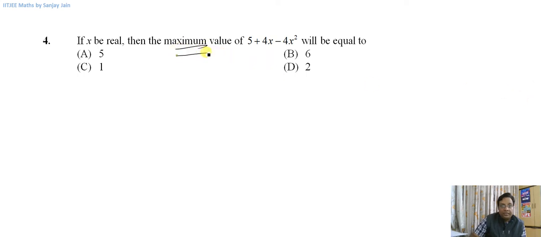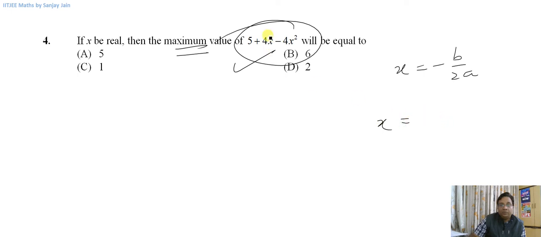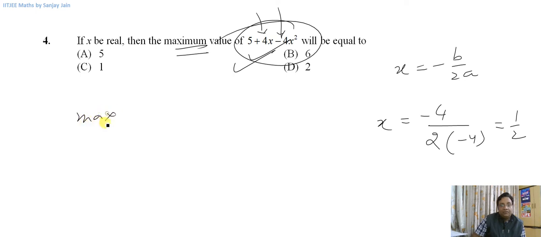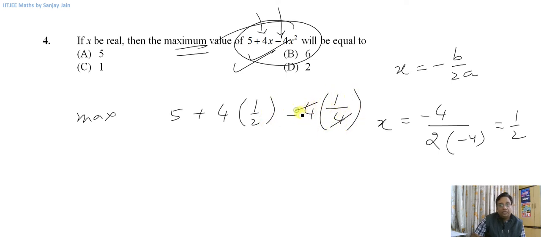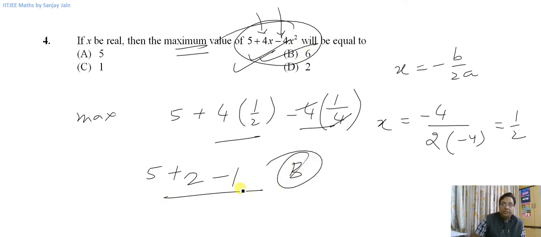Again, the question of maximum value. So we know that a quadratic expression has got maximum value or minimum value at x equal to −b/2a, which in this case will be x equal to −b, that is −4, by 2a, that is 2 into a, which is −4. So it will be 1/2. So at x equal to 1/2, this will give me the maximum value, which is 5 + 4 into 1/2 − 4 into x², which is 1/4. So this will get cancelled. 5 plus this is 2, this is 1, right? 5 + 2 − 1, that is 6. Option B is the correct option.